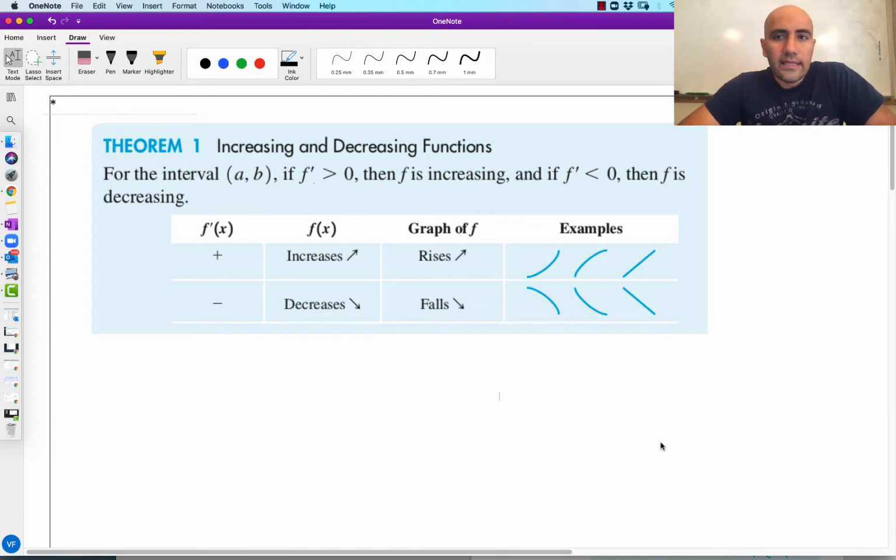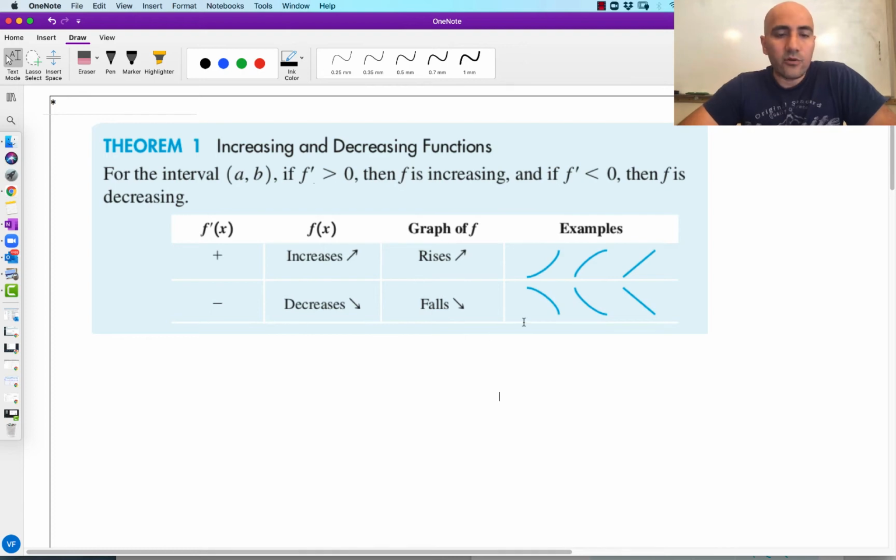Okay, so all of that leads us to Theorem 1, increasing and decreasing functions. For the interval from a to b, if the first derivative is greater than 0, remember, this means that the first derivative is positive, then f is increasing. If the first derivative is strictly less than 0, remember this means that the first derivative is negative, then f is decreasing.